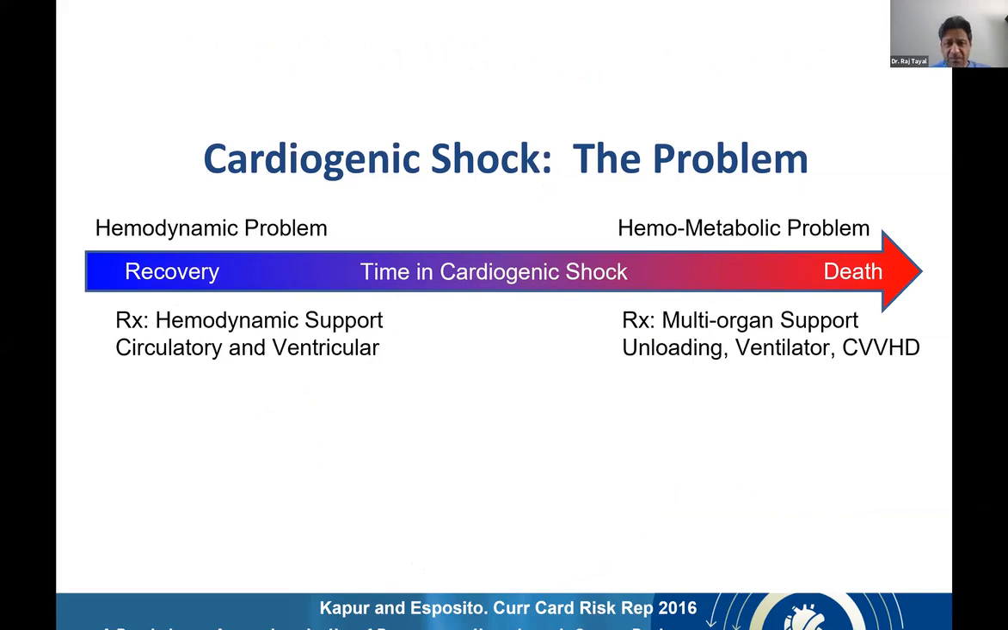So overall, the problem behind cardiogenic shock involves a hemodynamic problem that evolves into a hemometabolic problem. And until recently, we had taken a more watch and wait, conservative approach. But what's been teased out through time and with data is that time to intervention is equally important in shock as it is in acute myocardial infarction.